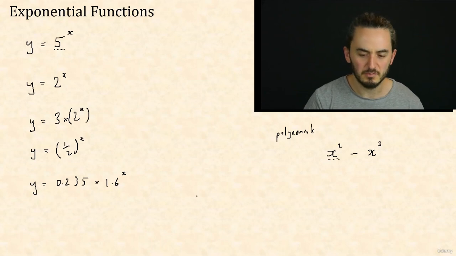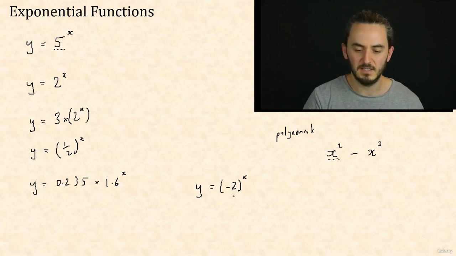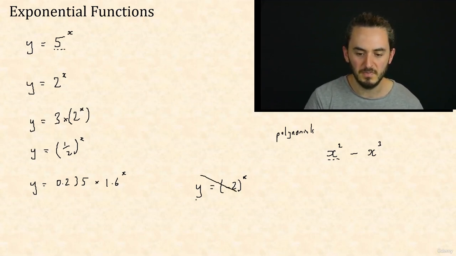The only ones we don't really include are ones like y equals negative 2 to the x. We tend to not allow that base to be negative. The reason is it just gets really weird. I mean, just imagine what happens when x is a half here. You would have negative 2 to the half, which is the square root of a negative, and there's no real solution to that. So we tend to ignore these.